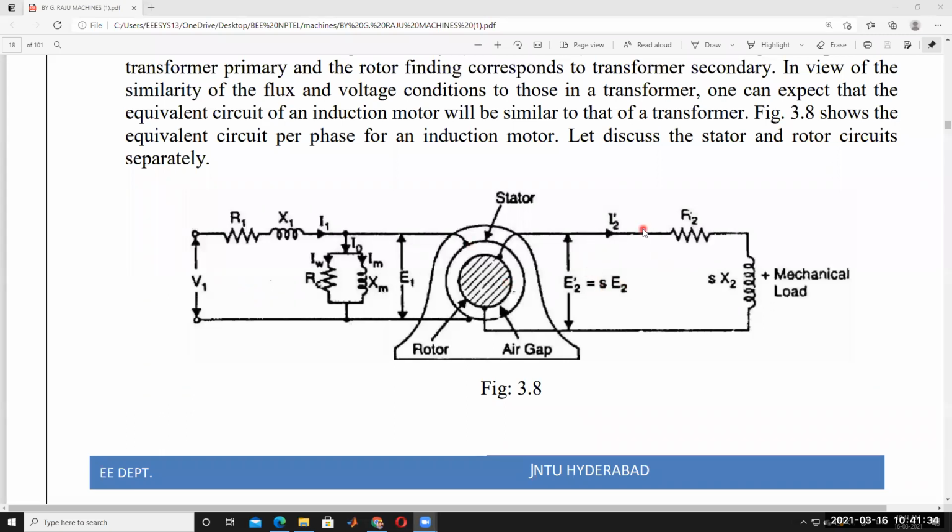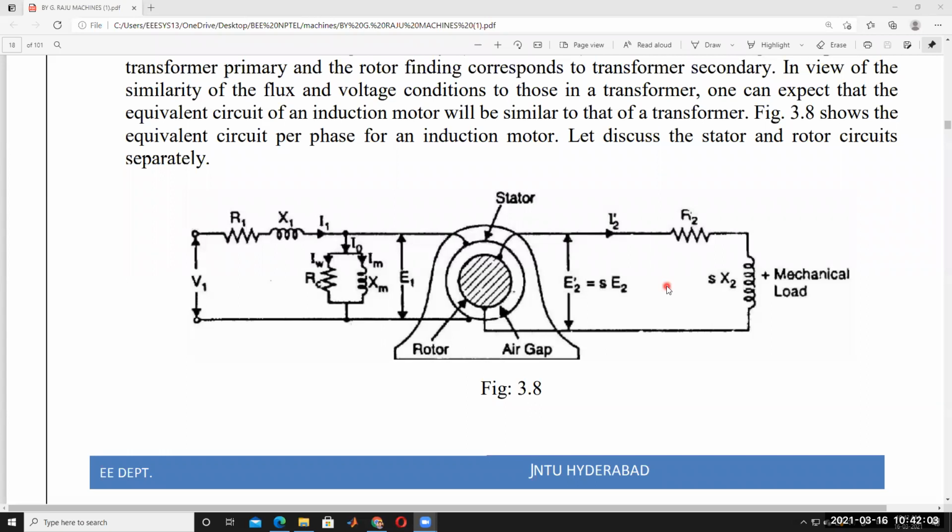So the secondary side has a winding resistance called R2 and secondary current I2 dash, and then S into X2, the leakage reactance. This is called the mechanical load, represented as an inductive load. So an induction motor is an inductive load. The winding is short circuited. So we are not connecting any external resistance in the squirrel cage induction motor.